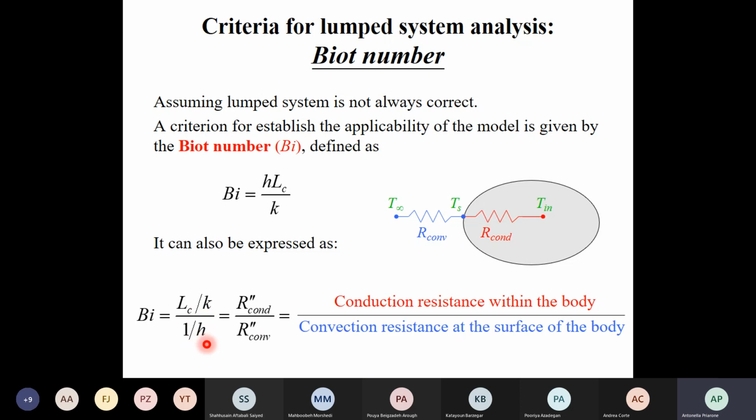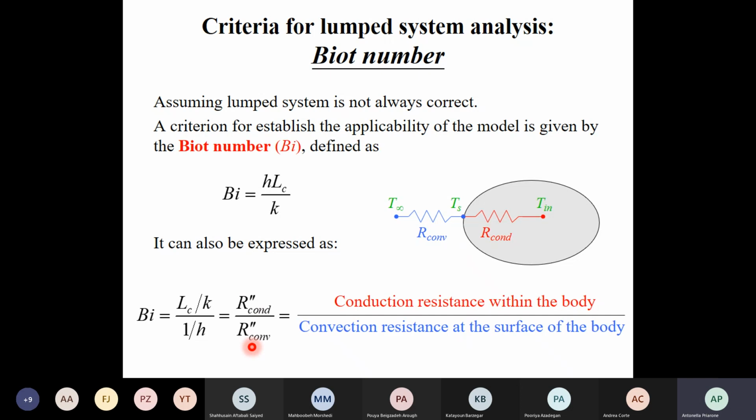the convective coefficient, okay? And if I put in the numerator this expression and in the denominator the expression of the convective thermal resistance, I obtain exactly the Biot number. So the Biot number can be seen as the ratio between the conductive thermal resistance and the convective thermal resistance. Is it okay for all of you up to this point?